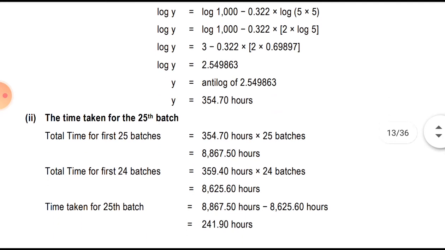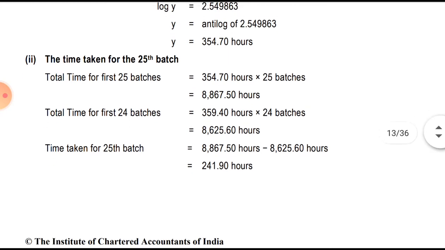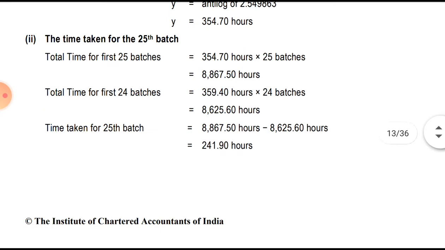Time taken for the 25th batch is 354 into 25. So we will multiply that figure, those hours, with 25. So it amounts to 8867.50. Time for the 24th batch, as given in the question, is 359.40 into 24. So the time taken for the 25th batch is the 25th batch time minus the 24th batch time, and we will get 241.91.